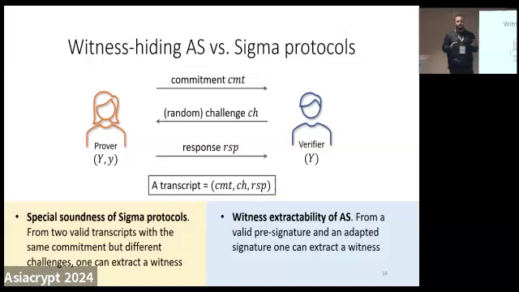There is a property named special soundness of Sigma protocols. This means that from two valid transcripts with the same commitment but different challenges, one is able to extract the witness. And this shares some resemblance with the witness extractability of adapter signatures. Why? Because it means that from a valid pre-signature and an adapted signature, one is able to extract the witness.